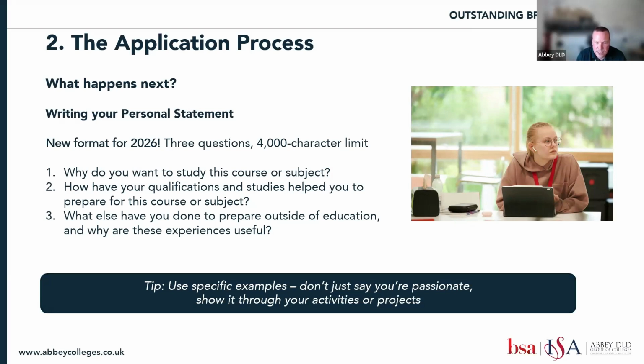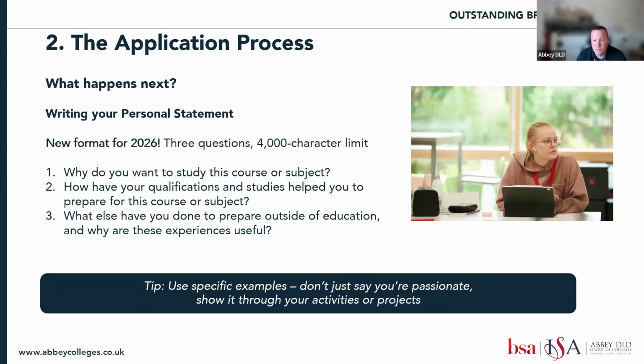So in 2026, any students who are thinking about applying for next year will, rather than write a free-form essay, be given 3 questions. They will have the 4,000 character limit to answer those questions, but they can divide that up between answering those 3 questions. And you can see the questions below. Why do you want to study this course or subject? How have your qualifications and studies helped you prepare for this course or subject? And what else have you done to prepare outside of education? And why are these experiences useful?